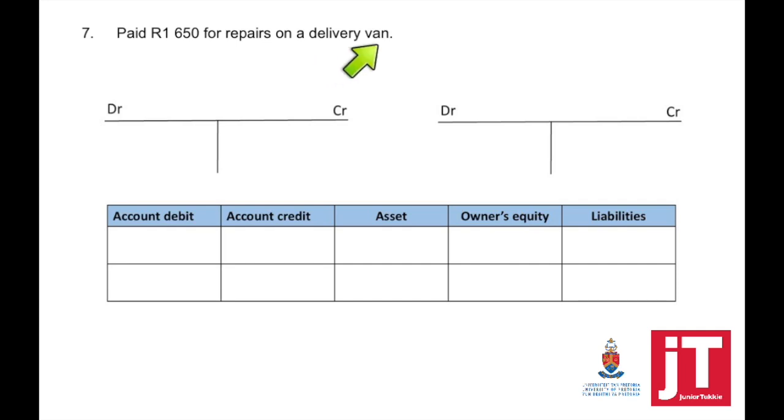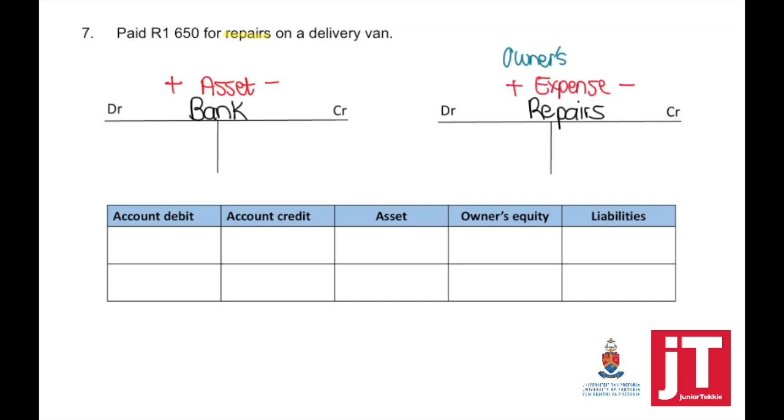Just because you see the word delivery van doesn't mean that we've purchased a new vehicle. So we often get confused with this. It says that repairs was done on that delivery van. This means that a payment was made, bank is involved. Why? Because repairs was done to the delivery van. Bank is regarded as an asset and repairs as an expense. And we need to know what is the effect on the owner's equity.